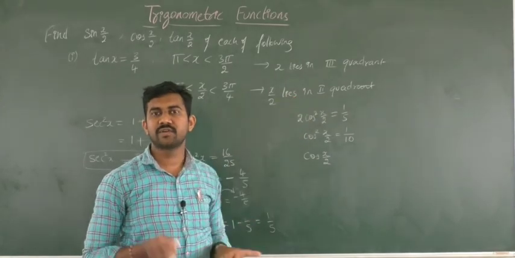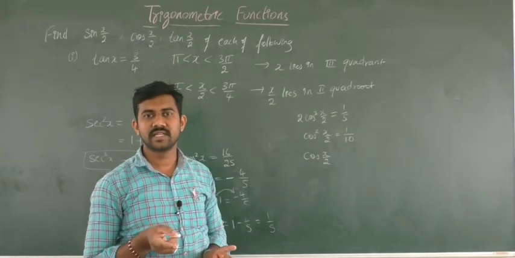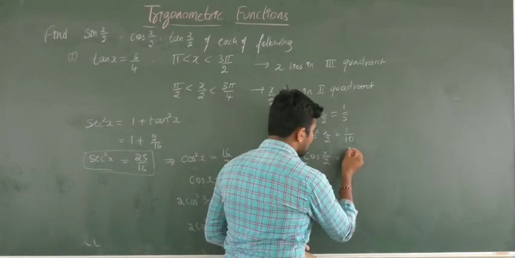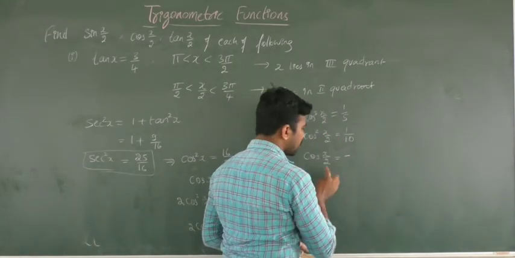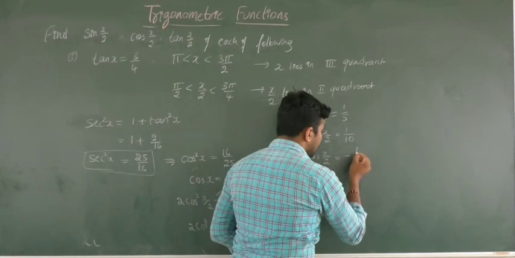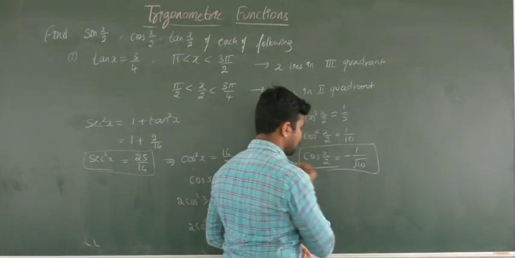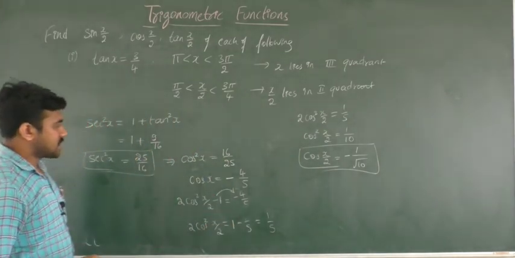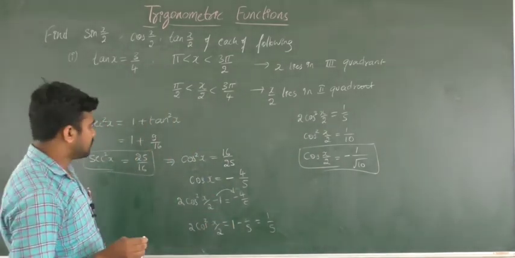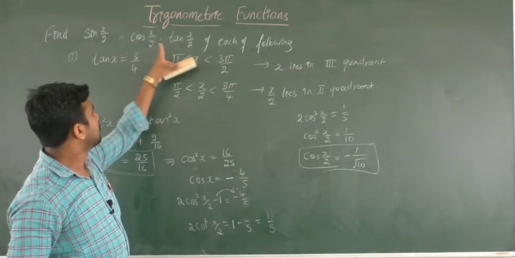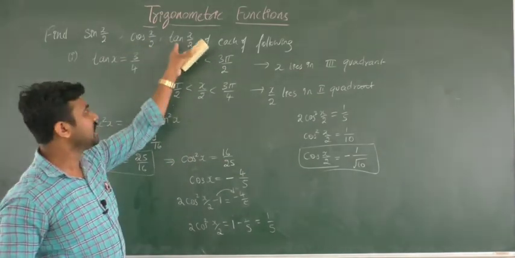In the second quadrant cos is negative, only sine and cosecant are positive. So cos x by 2 is nothing but minus, because in the second quadrant cos x by 2 is negative, minus 1 by root 10 you will get. Cos x by 2 is minus 1 by root 10, isn't it? Similarly, next we need to find sin x by 2. After that we will find tan x by 2.